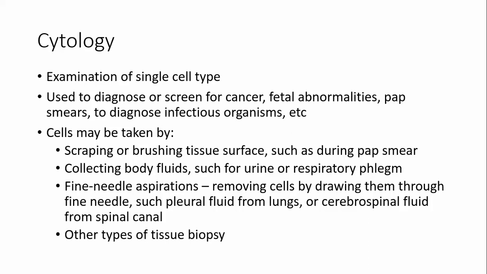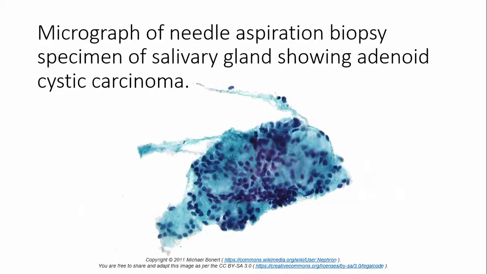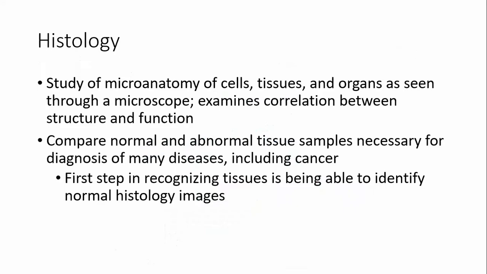You can actually scrape off tissue. You can collect bodily fluids. You can actually withdraw some of it from the body using like a fine needle, and there are other types of biopsy as well. This, for example, is an image of a piece of salivary gland that has cancerous cells in it. So you can see individual cells. They are the dark blue shapes, which I believe are the nuclei. It's a little hard to see the actual distinctions between the cells on this image.